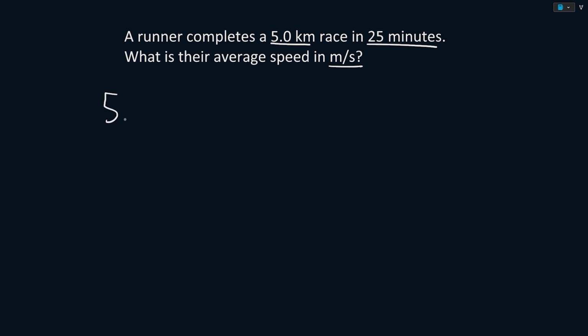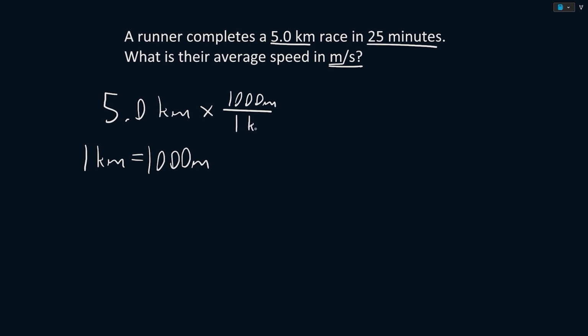We were given 5.0 kilometers and we want to convert to meters. We know that 1 kilometer is equal to 1,000 meters. So to go from kilometers to meters, we need to multiply through our conversion factor of 1,000 meters for 1 kilometer. Multiplying through this, the kilometers cancel and leave us with meters. Solving this, we get that 5 kilometers is equal to 5,000 meters.